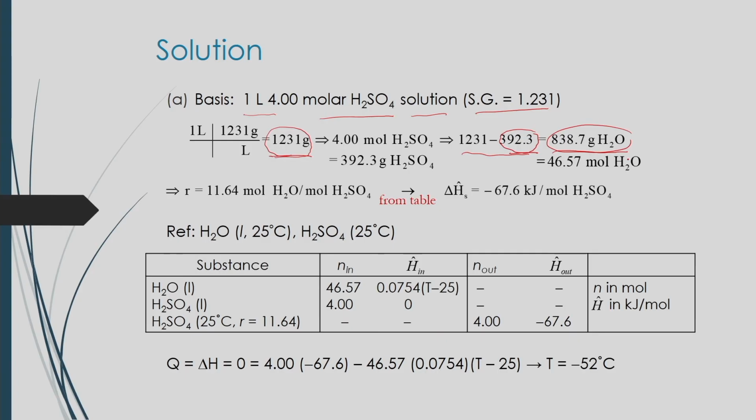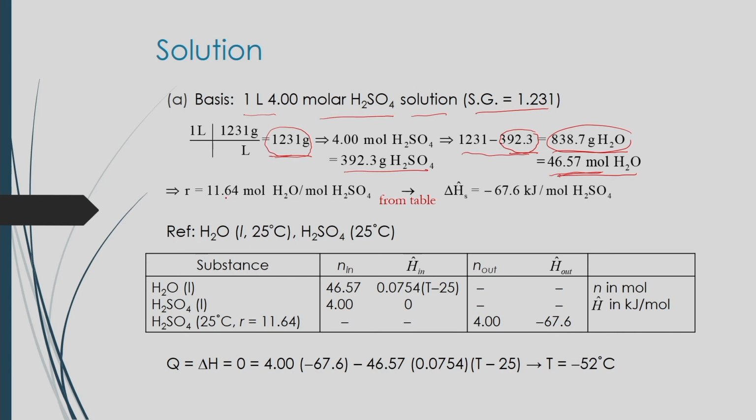And you can say that the water moles will be equal to 46.57 mole of water, because you divide by the molecular weight of water. So this 1 liter of 4 molar sulfuric acid solution contains 392.3 gram of sulfuric acid and 46.57 mole of water, or 838.7 gram of water. In this case, what will be the ratio of water to sulfuric acid?